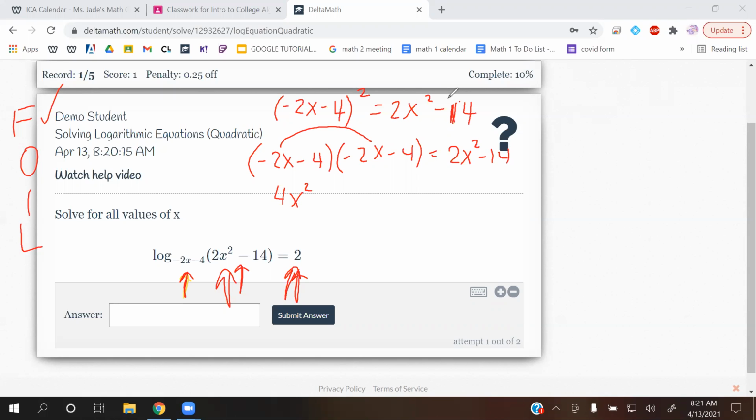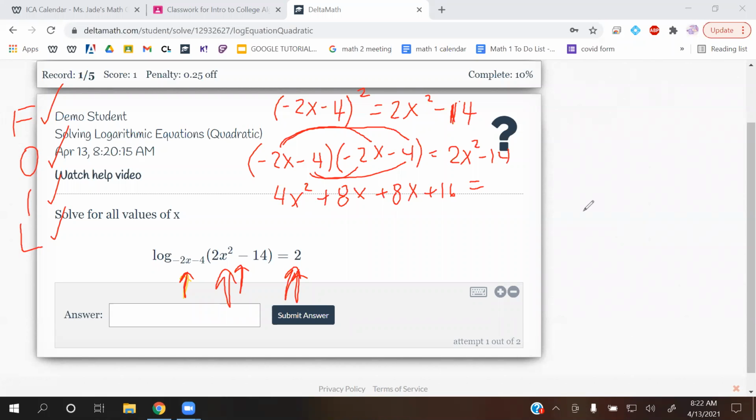The O in FOIL stands for outer, so that's going to be those two. So the -2x and the -4, that gives us a total of +8x when you multiply it together, and that will be the O in FOIL. The I in FOIL stands for inner, so that would be those two multiplied together. So -4 times -2x again is +8x. Remember, a negative times a negative gives us a positive. So then let me check off the I for inner, and then the L for last. So -4 times -4 is 16. And so that is our L for last.